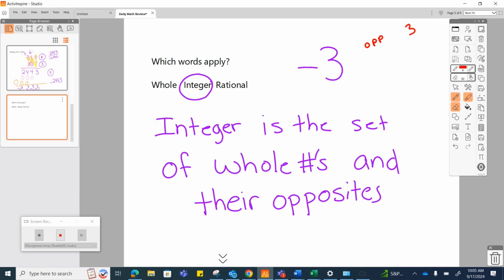So -3, not a whole number, but it is rational. If it is an integer, it is rational. Pretty much everything you guys are going to have in 6th grade is rational. You're not going to start working with irrational numbers until we get to pi. You might remember this from like the area of a circle, the Greek symbol pi, which means approximately 3.14. That's the only irrational number that we really deal with in 6th grade.